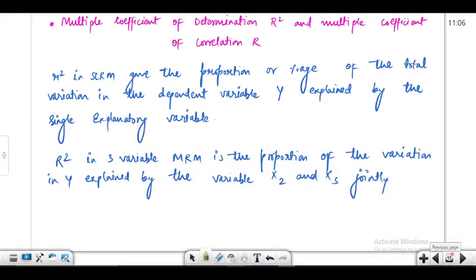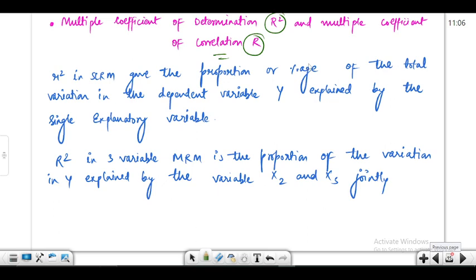Hello everyone, welcome back. So we are going ahead with the multiple regression model, the chapter on multiple regression model, and we are, one by one, video by video, discussing different aspects of your multiple regression model. So in line with that, today we'll be talking about the multiple coefficient of determination R square and the multiple coefficient of correlation, that is your R.